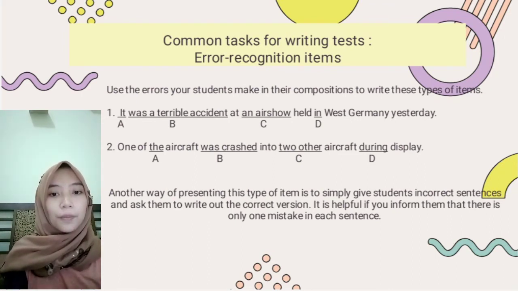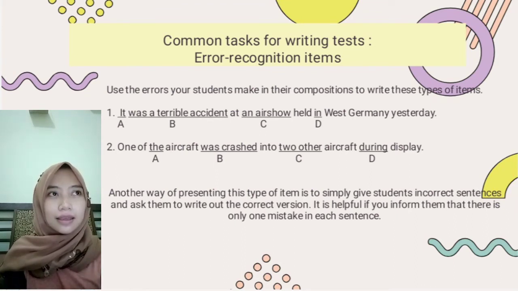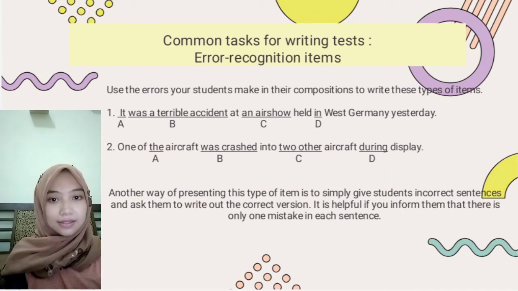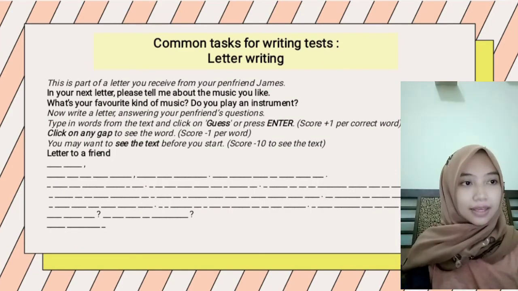Jadi kita cukup memberikan kalimat yang kurang tepat sehingga siswa dapat memperbaikinya dan melihat bagian mana yang harus diperbaiki. It is helpful if you inform them that there is only one mistake in each sentence. So akan lebih baik jika kita menginformasikan bahwa di dalam setiap kalimat atau di dalam setiap soal itu terdapat satu kalimat yang harus diperbaiki. Okay, next is letter writing.